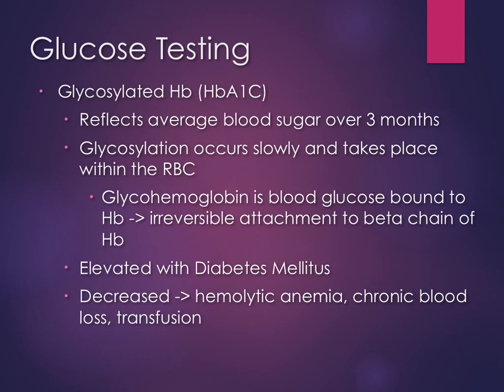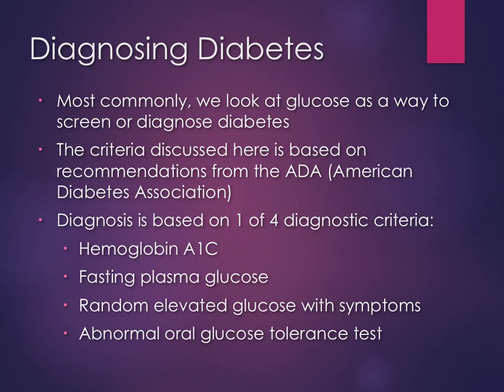Before, we used to do a fasting glucose to help us make the diagnosis of diabetes. But now the standard of care seems to be more this hemoglobin A1C. Generally the cutoff is about 6.5. If you have a hemoglobin A1C greater than 6.5, congratulations, you have diabetes. A hemoglobin A1C, though, can be decreased, but that's typically seen in conditions like hemolytic anemia, chronic blood loss, or recent transfusion.